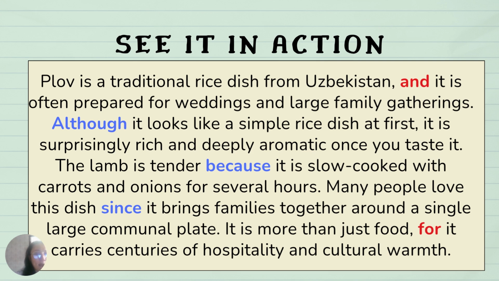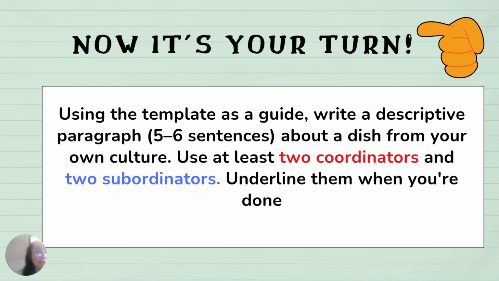Sounds nice, huh? I've highlighted here with red the coordinators and with blue the subordinators. And you remember what they are, yeah? So is everything clear? If that is clear, now it's your turn to try. Using the template, the frame that I've explained earlier, write a descriptive paragraph of about 5 to 6 sentences on a dish from your own culture. Use at least two coordinators and subordinators. Please underline them when you're done.